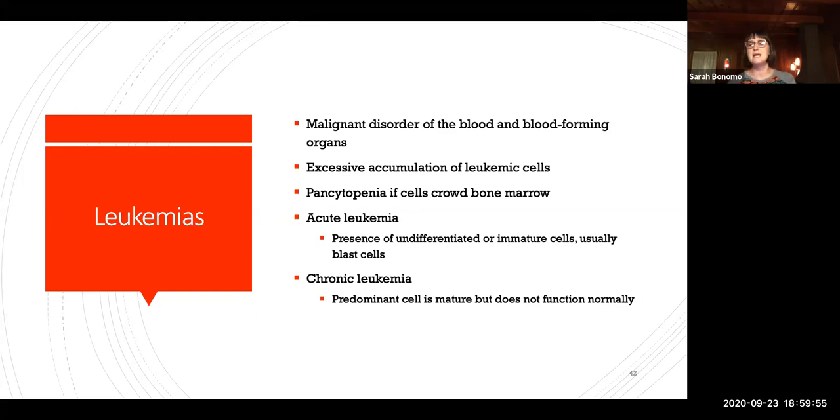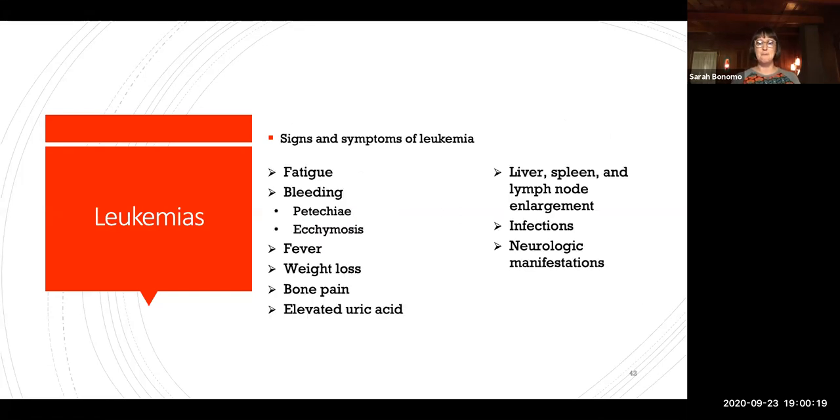There are also chronic leukemias, and the cell type in this is predominantly mature. It's not an immature or undifferentiated cell, but it doesn't function like it should when you have the presence of chronic leukemic cells. So there's a little bit of a differentiation there. Acute leukemia, undifferentiated, immature cells, we call them blasts. In chronic leukemia, they're usually a mature cell, but they are not functional in the way that they should be.